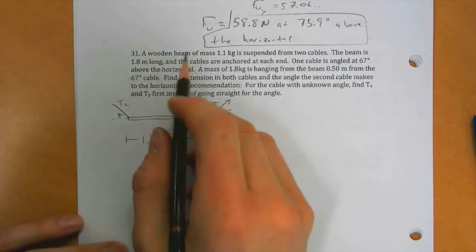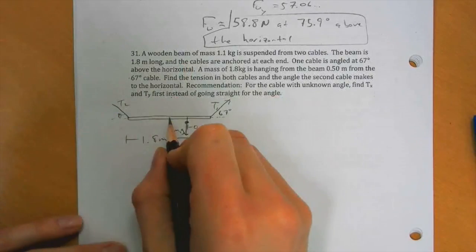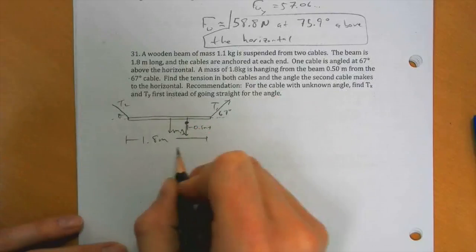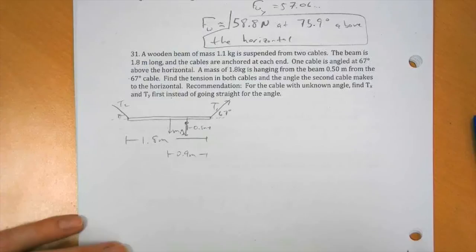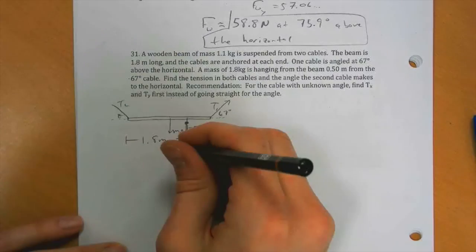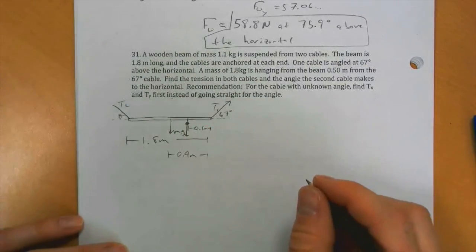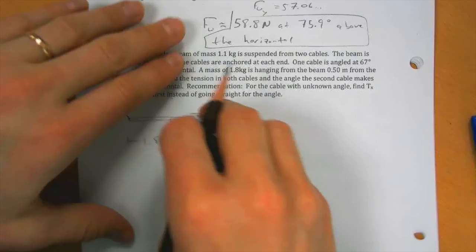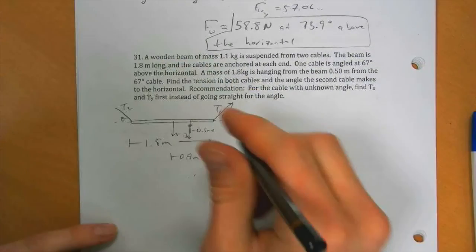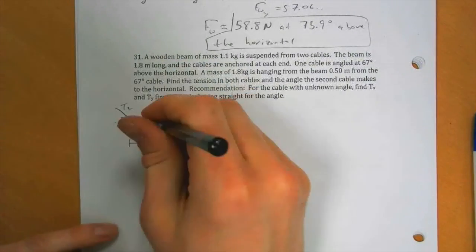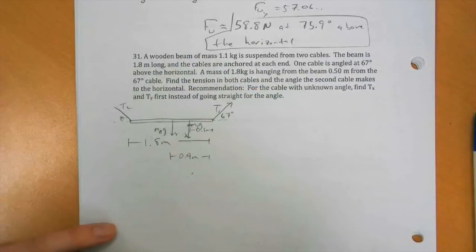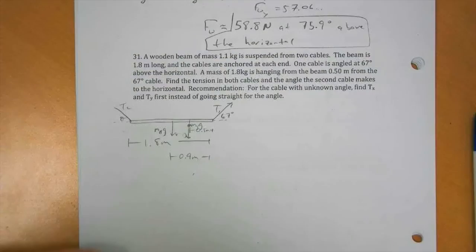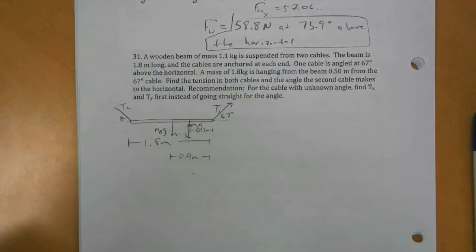Meanwhile, the wooden beam presumably has uniform mass, so its gravitational force would act halfway down the length of the beam, which is 0.9 meters. So, alright, we've got M1 here, and this is mass of the beam times G. So we want to calculate a way.